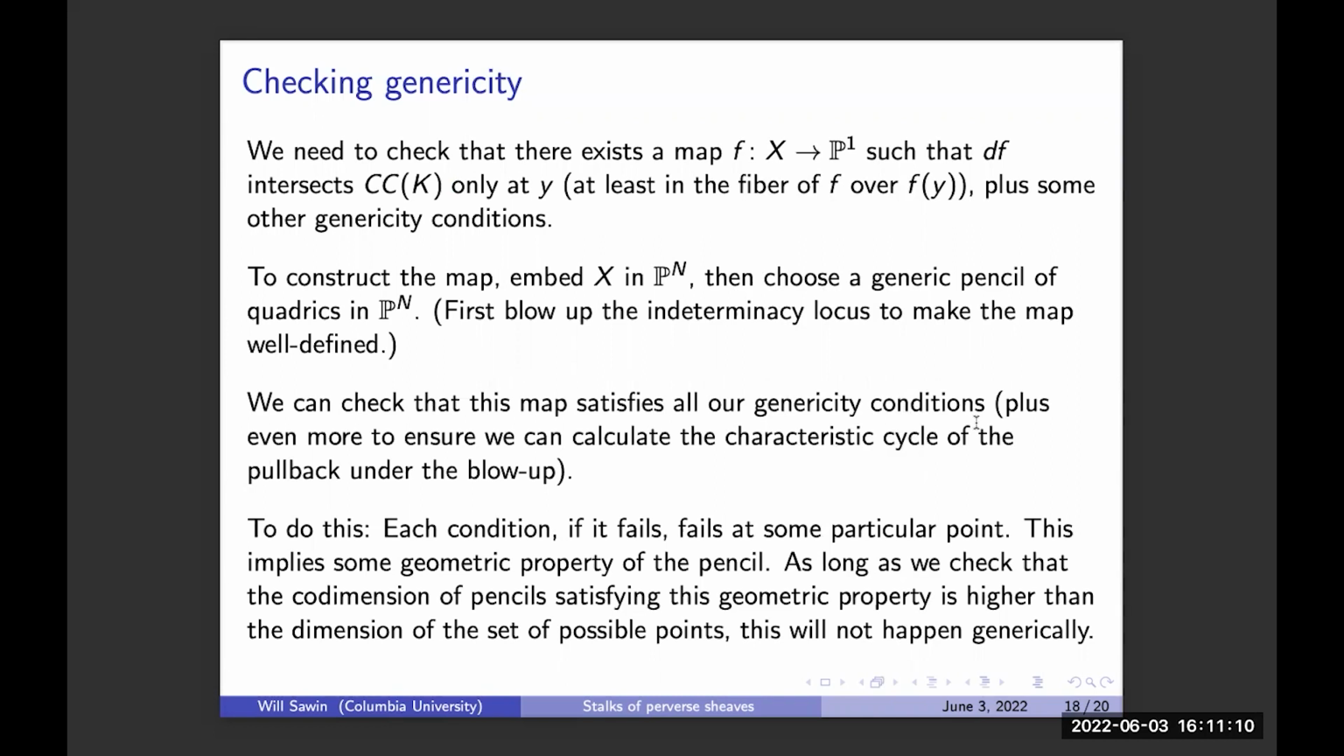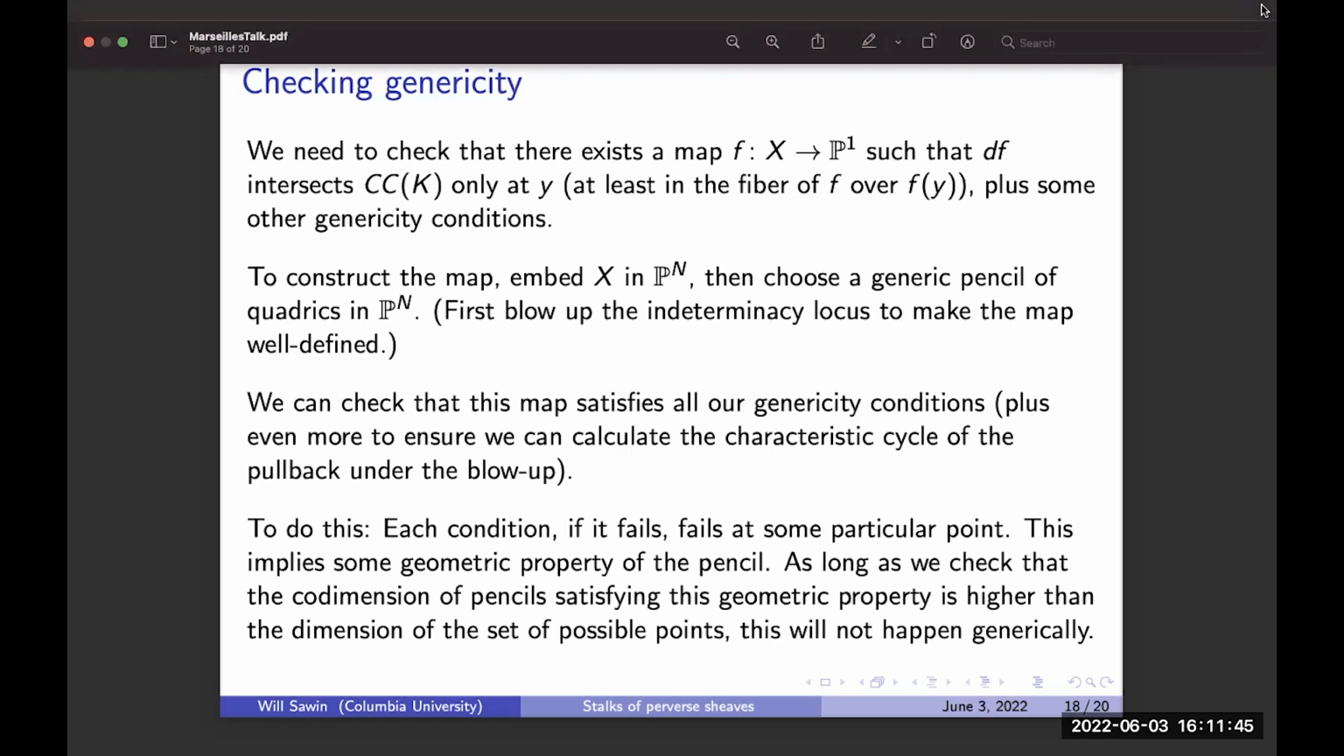Okay, but since you need the global thing, apparently you need to calculate the characteristic cycle of the pullback under the blow-up, in order to control, in the idea of the argument, that there are no other points where the characteristic cycle after the blow-up intersects the graph of df. Yeah. Okay, I understand roughly. Okay. Are there any more questions from the room or from Zoom?